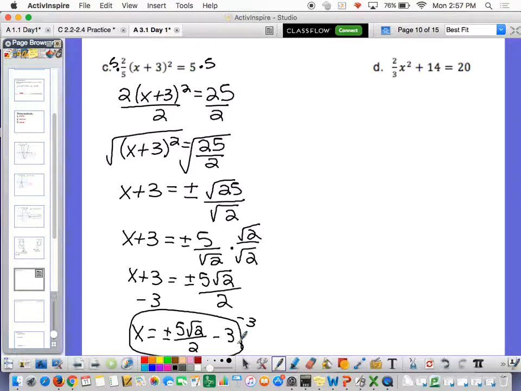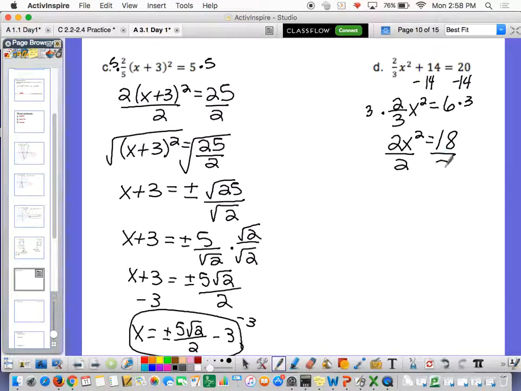Man, more examples. This is fun. All right, on D, let's see. I would subtract 14 first. I don't really know about you. Minus 14, minus 14. You've got 2/3 x² equals 6. I don't really like fractions, so let's get rid of them. Times 3, times 3. So 2x² is equal to 18. To get x by itself, we got to divide. So then we're left with x² equals 9.